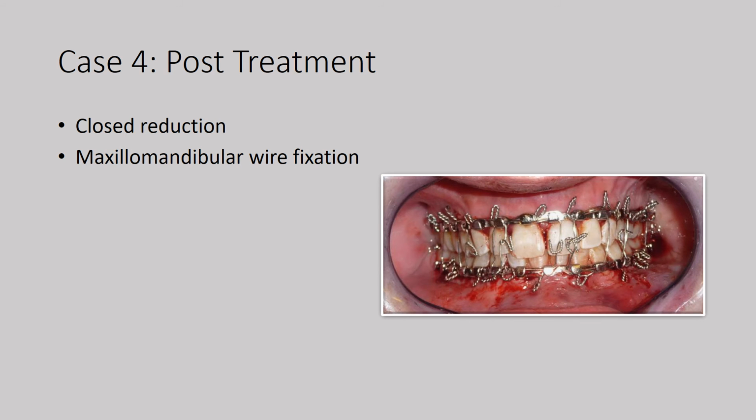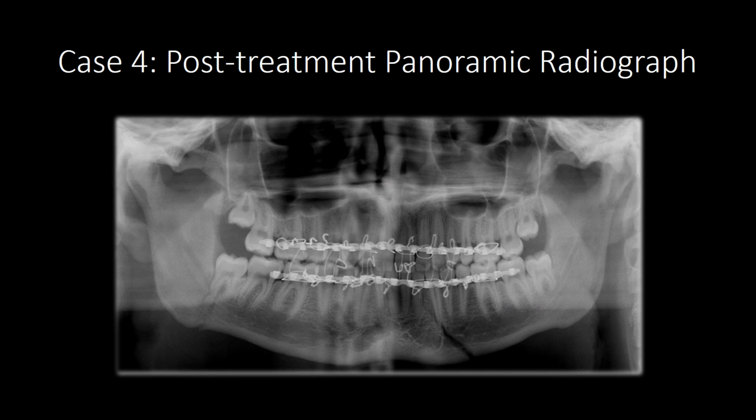This patient was treated with closed reduction and maxillomandibular wire fixation. The intraoral photograph here demonstrates the arch bars, the wires, and the improved occlusion. Here is the post-operative radiograph for this patient, and it demonstrates a good occlusion and approximation of the fracture fragments. Note how the right angle fracture is now more apparent without the bony overlap.